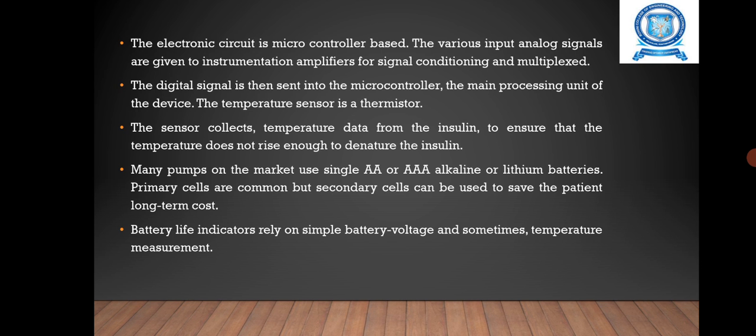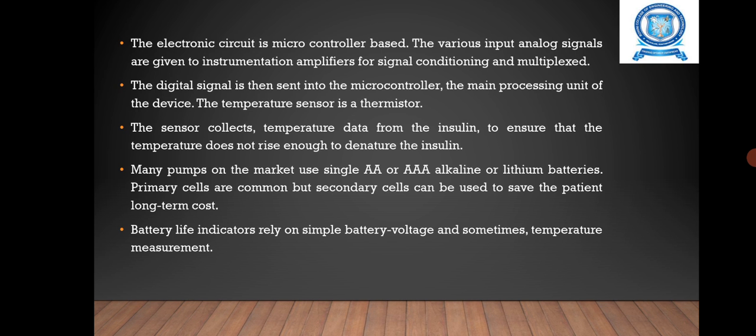Then the temperature sensor is a thermistor. Here the sensor collects temperature data from the insulin to ensure that the temperature does not rise enough to denature the insulin. Here, if pressure builds in the system, it could indicate a blockage or impedance of the system, in such a way as a catheter occlusion would behave.